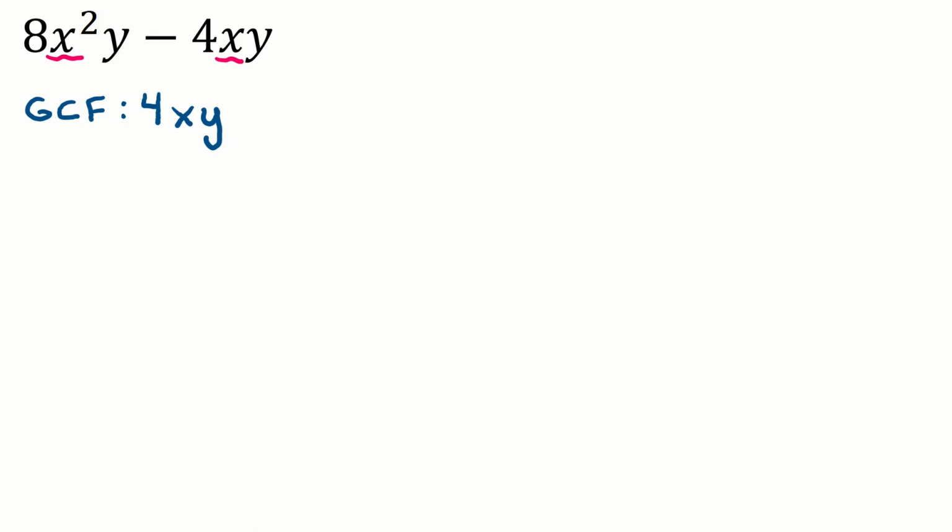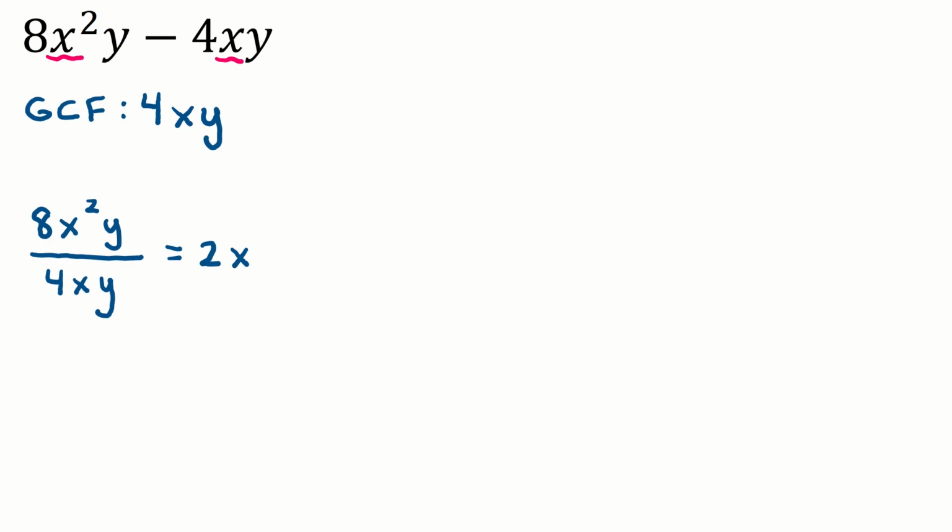When you are common factoring, you're essentially looking at what happens when you divide 8x squared y by 4xy. When you do this, 8 divided by 4 gives you a 2. X squared divided by x, remember you are subtracting those exponents, so that is just going to give you x to the power of 1. And then y divided by y will give you a 1, which you don't have to write.